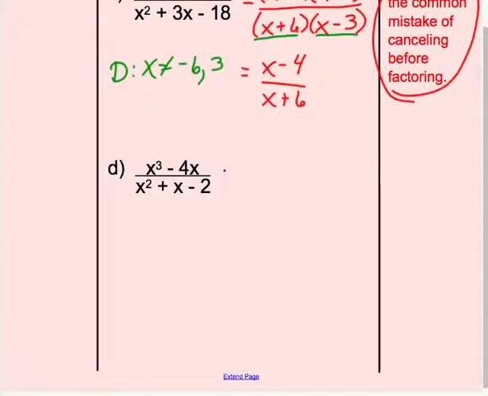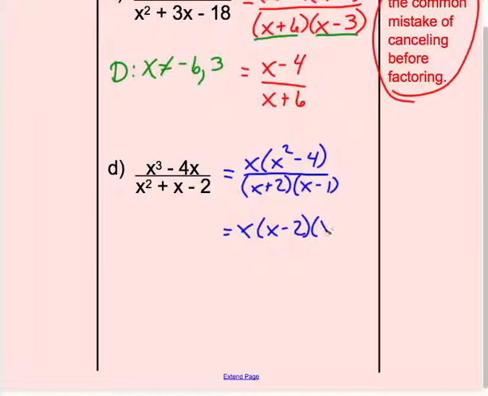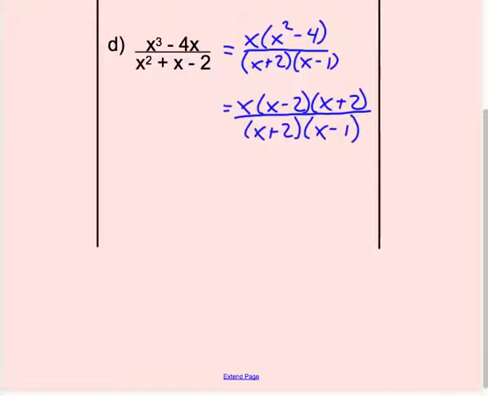One more, let's take a look at the factoring. We can factor an x out of the numerator. In the denominator, we've got a t-chart: what multiplies to negative 2 and adds to 1? Positive 2, negative 1. Now this might look like it doesn't simplify. However, that x squared minus 4 is a difference of squares, so we can keep factoring. And of course, now those x minus 2's cancel, and the x plus 2's cancel, leaving us with x times x minus 2 all over x minus 1.